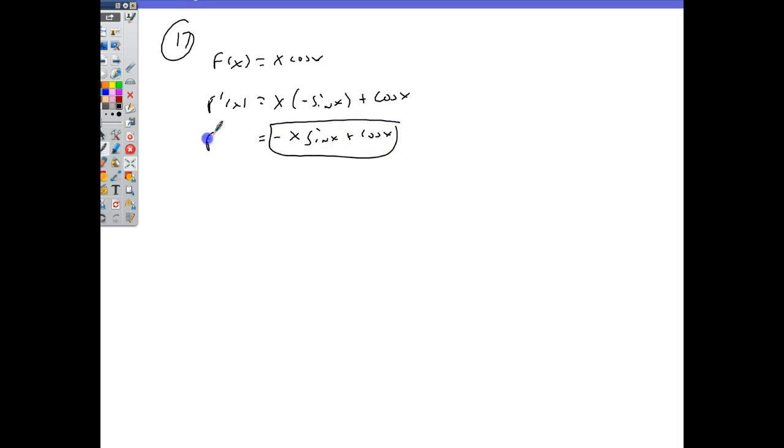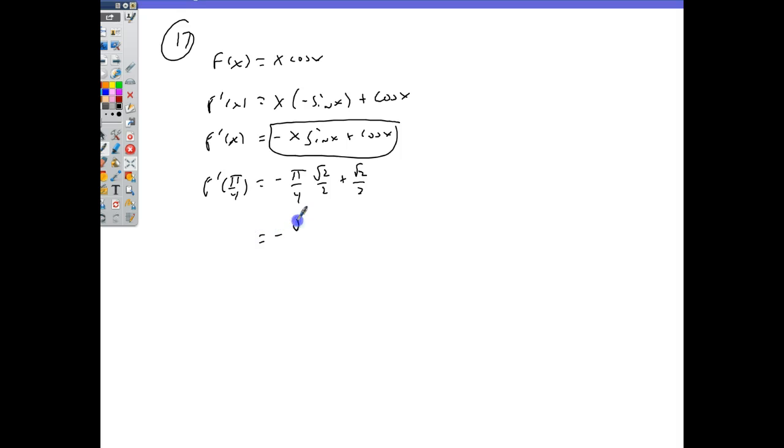F of x equals x cosine x. F prime of x is equal to x times negative sine x plus cosine x. That's negative x sine x plus cosine x. So then f prime at pi over 4 would be equal to negative pi over 4 root 2 over 2 plus root 2 over 2.